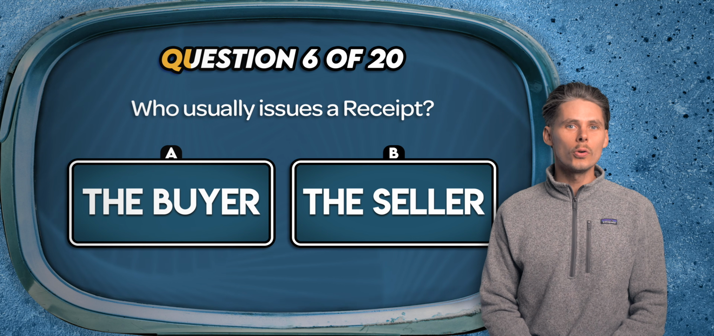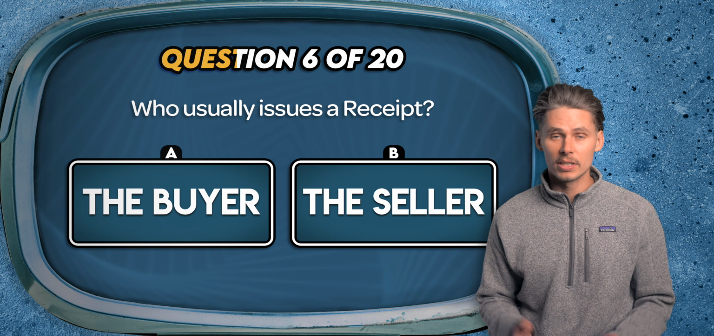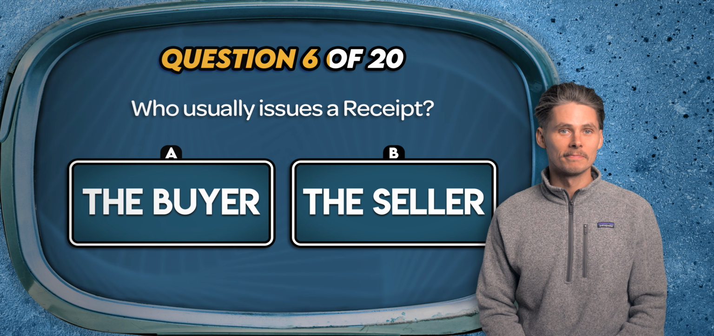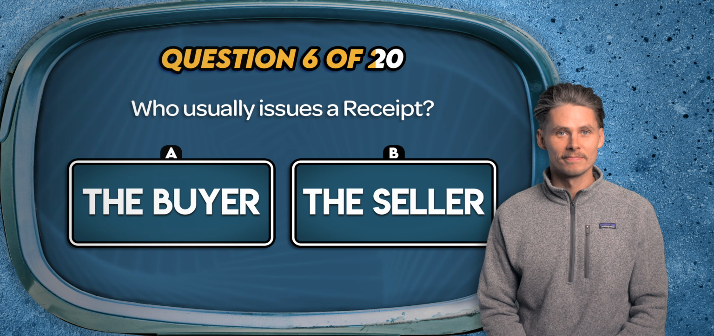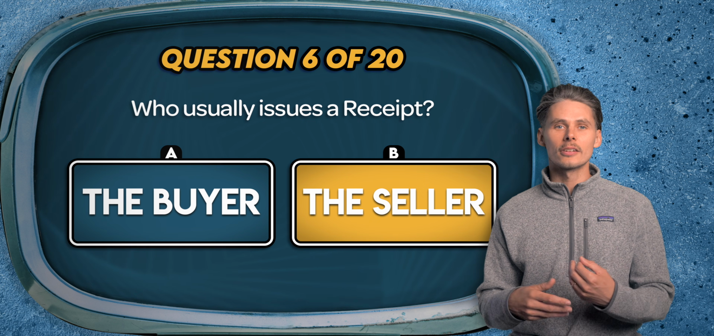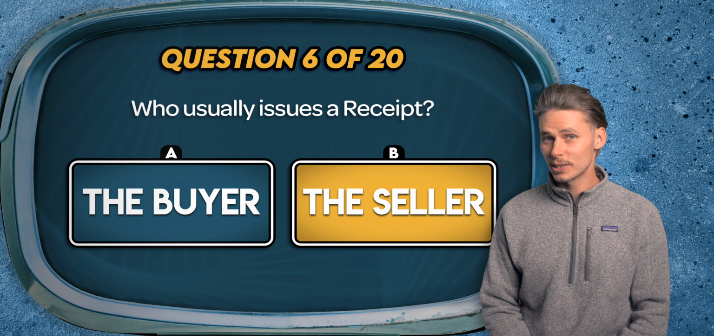Question 6. Who usually issues a receipt? Is it the buyer or the seller? That would be B. The seller issues a receipt to confirm that the payment has been received.